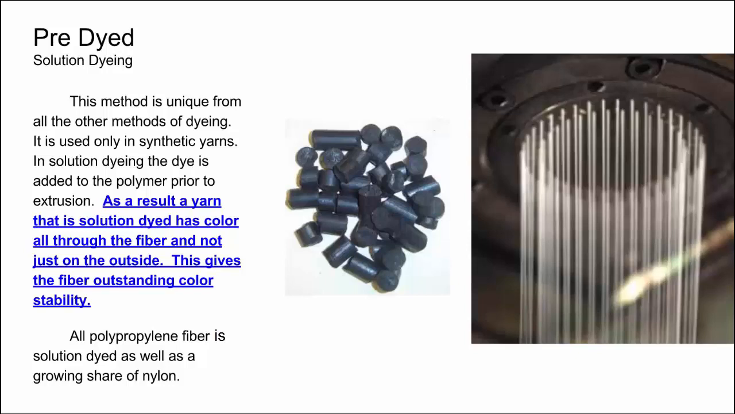What's nice about these yarns is the color's all the way through, so it's not going to be affected by bleach or anything like that. The color is very colorfast. You're not going to have a problem with it fading or losing dye at any point. So remember, all polypropylene, which is olefin fibers, are solution dyed, but there is a growing share of nylon as well that is solution dyed.